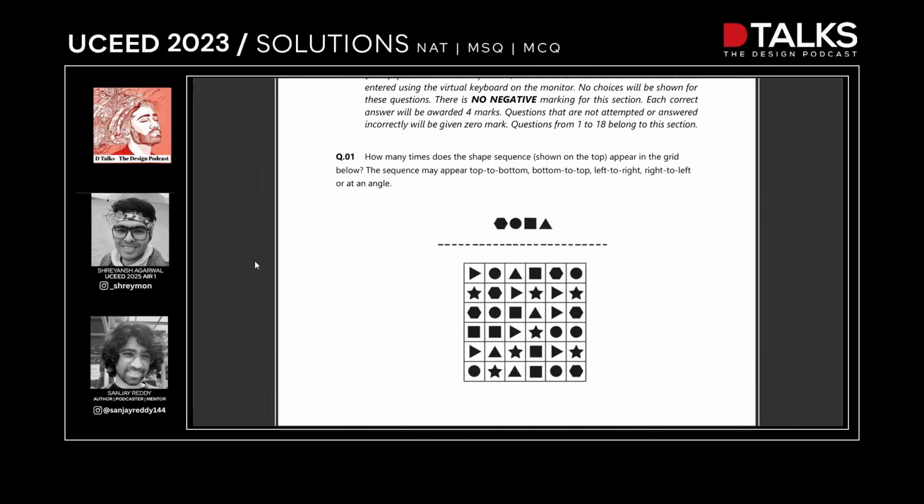From the UCEED 2023 question paper: how many times does the shape sequence shown on top appear in the grid below? The sequence may appear top to bottom, bottom to top, left to right to left, or at an angle. Well, a pretty easy question.